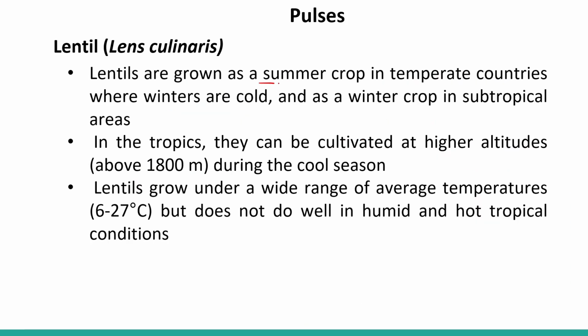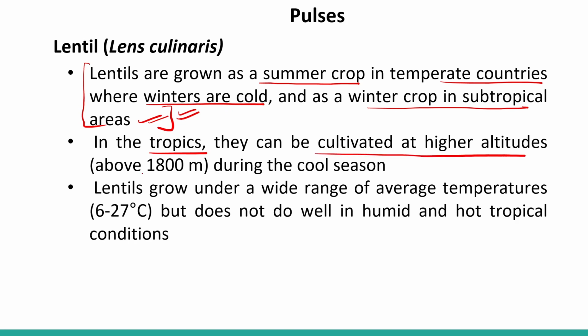Lentil is grown as a summer crop in temperate countries where the winters are cold, and as a winter crop in subtropical areas. So this is the description of in which season and in which area of the country this particular lentil is grown. In the tropics, it can be cultivated at higher altitude, above 1800 meters, during the cool season. So basically this is a winter crop, and lentil grows under a wide range of average temperature, that is 6 to 27.